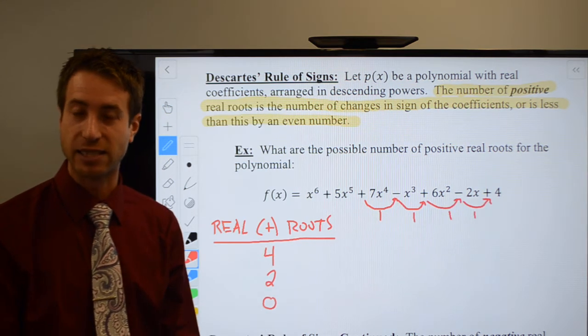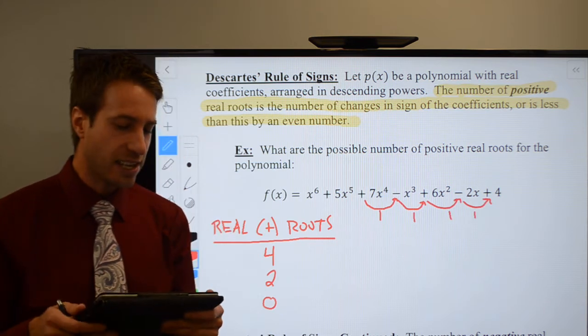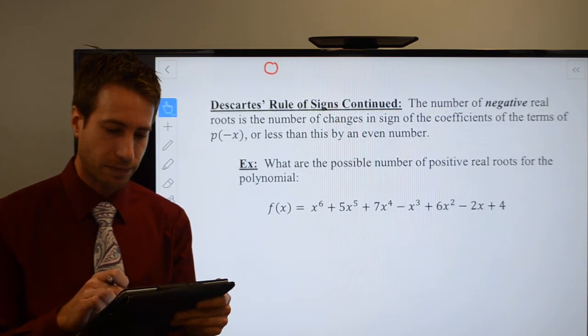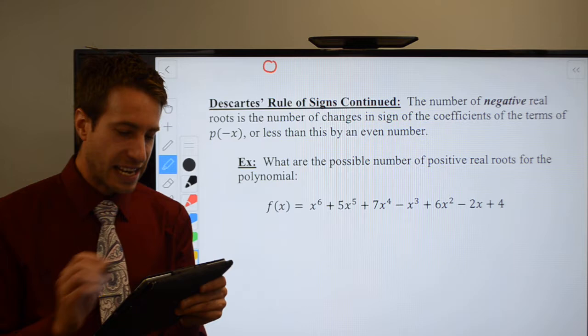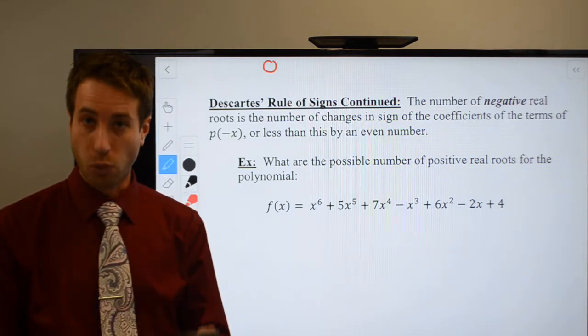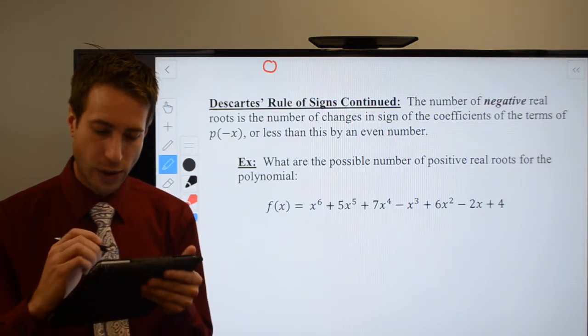We'll come back to this in just a second. We're going to continue with Descartes' Rule of Signs with now the negative real roots right here.